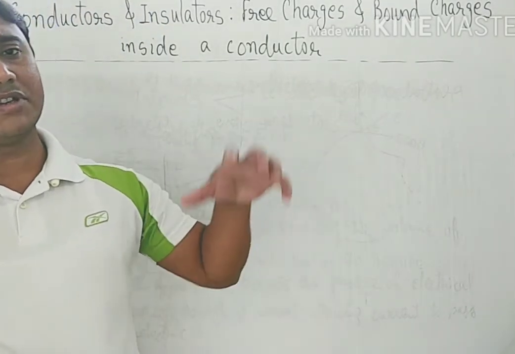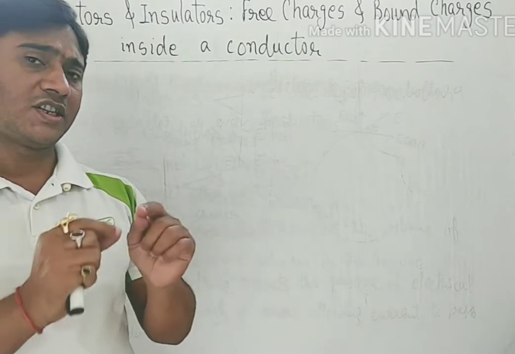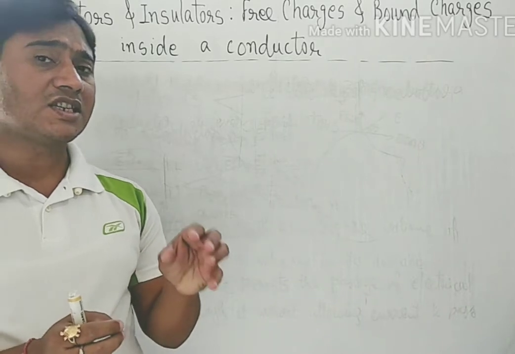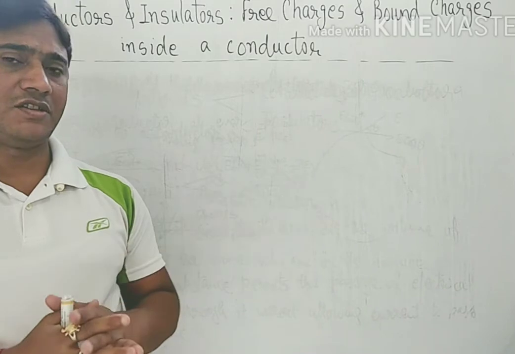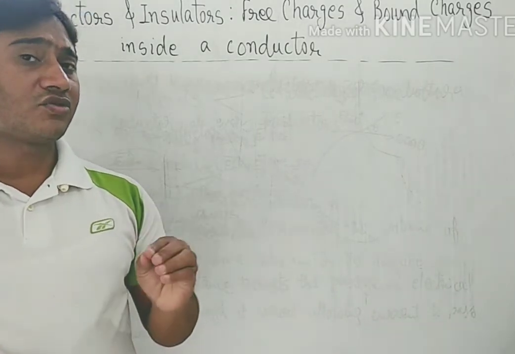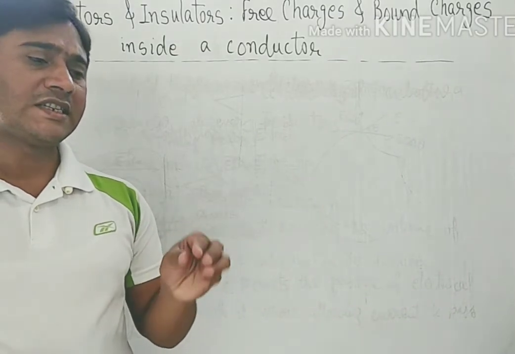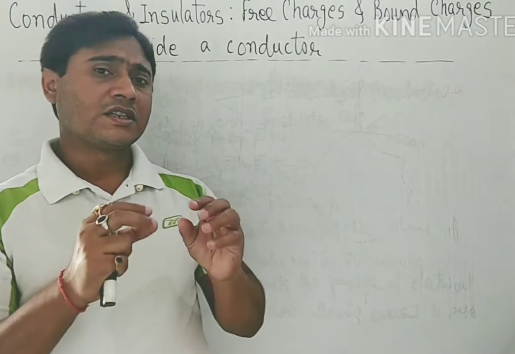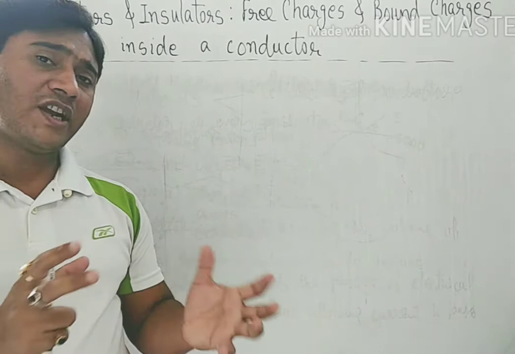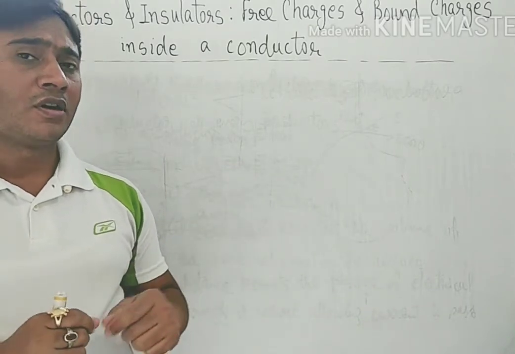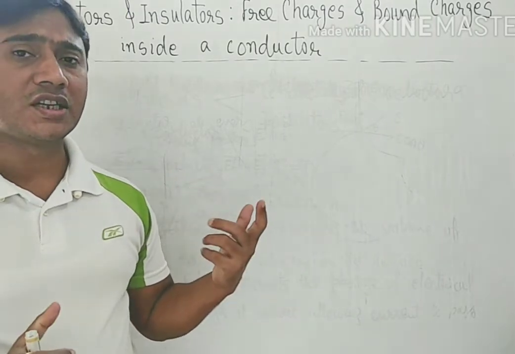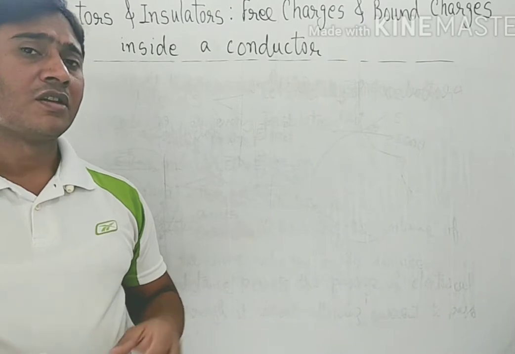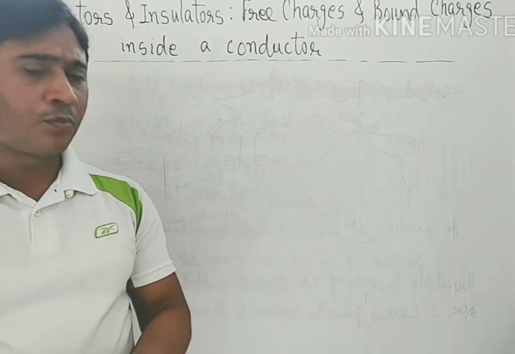Now if the charges are given to the surface of a conductor having a cavity, those charges will get uniformly spread on the outer surface, and no charges will be seen in the interior of that conductor. In this way the electric field or influence of those charges in the interior of that cavity will be zero, and hence anything which is protected from the effect of external electric field is called electrostatic shielding.